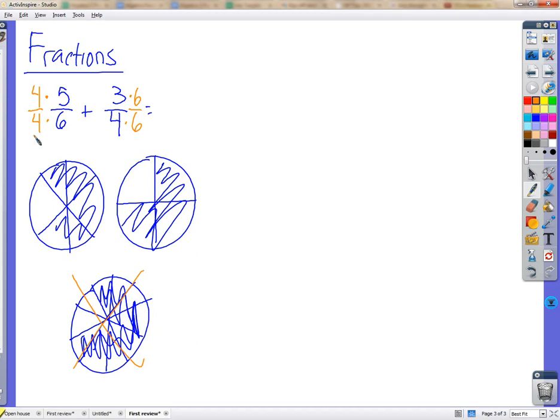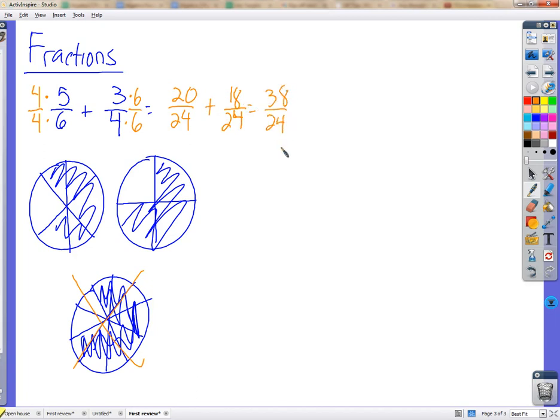But it also makes it so that I can compare it with the other one. Same thing here. This is a 1, doesn't change anything, everything's okay. So here we get 20 twenty-fourths. Here we get 18 twenty-fourths. We add them together and we get 38 twenty-fourths.